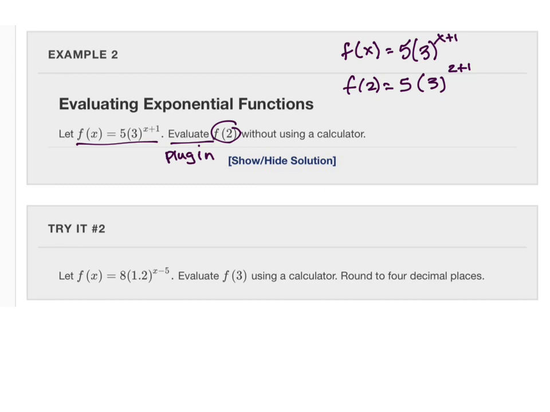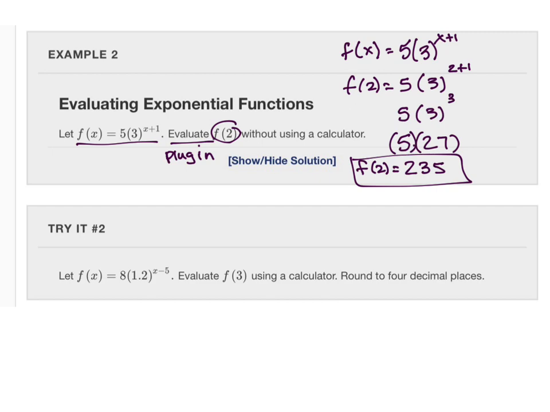What is 2 plus 1? 3. So we're going to have 5 times 3 cubed, or 3 to the third power. Anybody off the top of your head got 3 to the third? 27. Benedict, you got 5 times 27? 135. F of 2 equals 135.